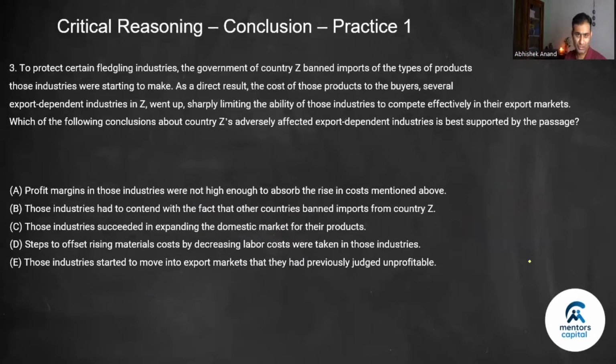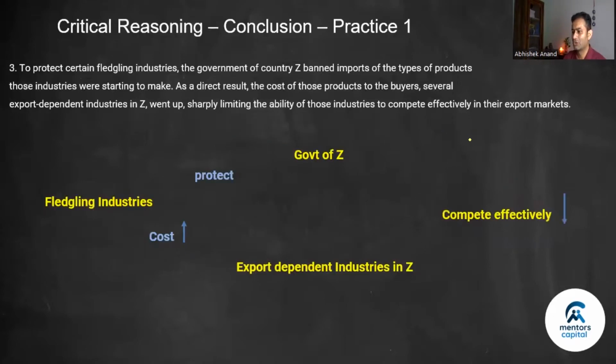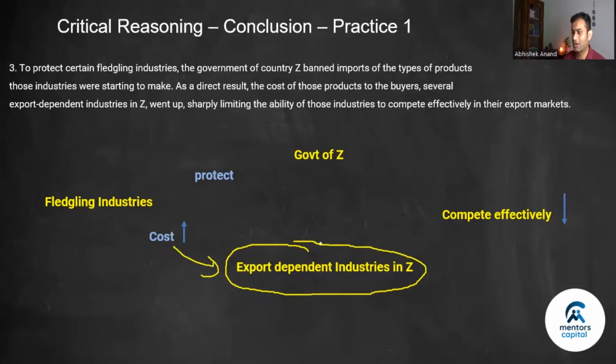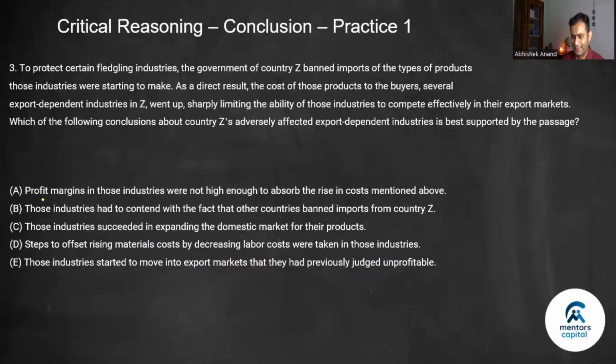Now the same input stem, but a different question. Which of the following conclusions about country Z's adversely affected export dependent industries is best supported by the passage? So in this case, you have to make an inference about this party. Now the data about what I have about this party is the cost has gone up, and because of that, the ability to compete effectively has gone down. This has gone down in the export market, right? This is what we know about these two. So cost has gone up, because of which the ability to compete has gone down, right? So in this one, guys, A is the correct answer.